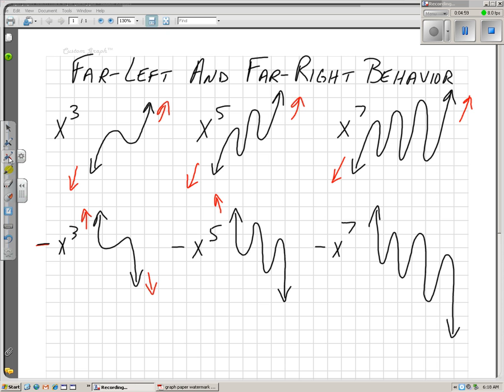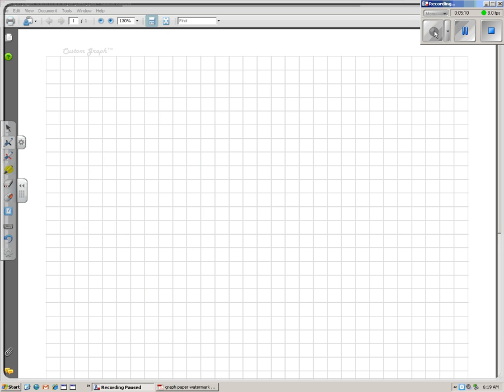So up to the left, down to the right on all your odd exponents that have a negative sign in front of them. All right? So here's a short way of writing that little note here. If I raise x to the second power, or the fourth, or the sixth, or whatever, as long as it's even, it's going to open up to the left and up to the right. That's how the graph is going to behave on the end.